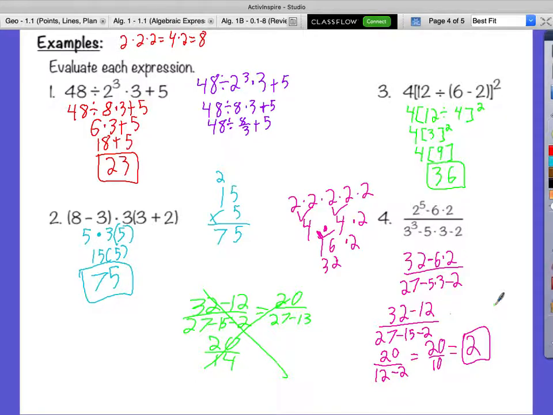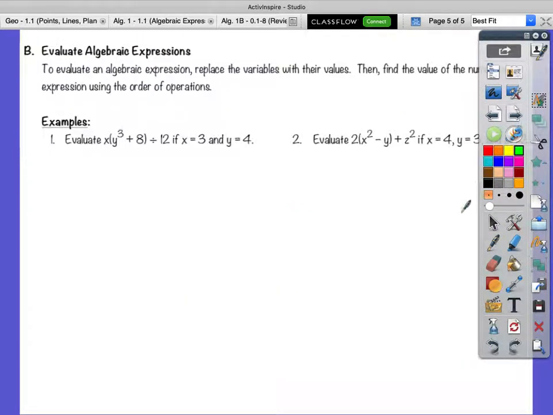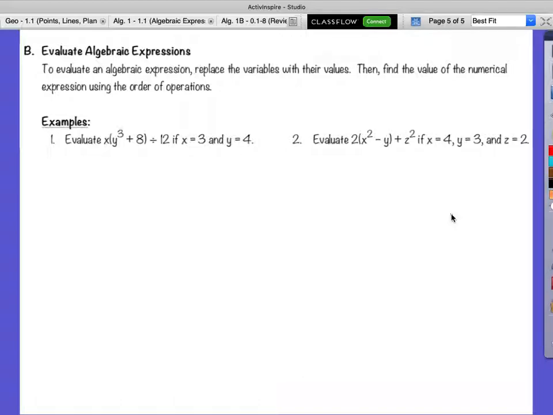Alright, so the next thing we're going to do, and the last thing we're going to do for the day with our notes, is evaluating algebraic expressions, okay? So here, examples 1 and 2 at the very bottom of the page. To evaluate an algebraic expression, replace the variables with their values, and then use your order of operations. So we substitute in the variable, okay?